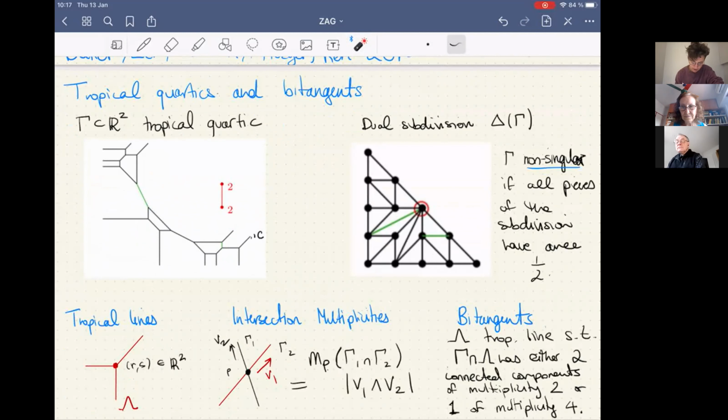So if I have a red curve crossing a black curve at some point in the interior of an edge, then the intersection multiplicity of these two tropical curves is just going to be the determinant of the directions. When I say directions, there'll be a smallest integer direction along each of these edges, and I just take the determinant. The precise definitions are not so important, but with these intersection multiplicity definitions, tropical curves actually satisfy a version of Bézout's theorem.